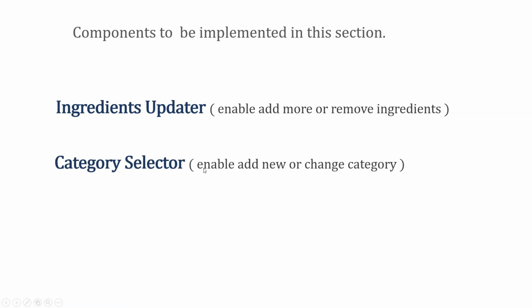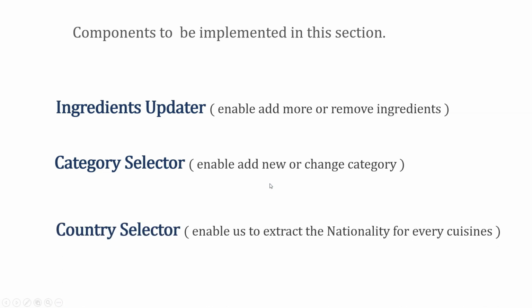The next one we're going to do is the category selector, to enable us to fetch all the categories we have in our database, and also to enable the user to add in new categories when needed. And also we're going to create a country selector component to help us select all countries and extract their nationality for us to attach to every cuisine we'll be having. By doing that, we can have, for example, Italian cuisine, Indian cuisine, Vietnamese cuisine, Ghanaian cuisine, and so on and so forth.